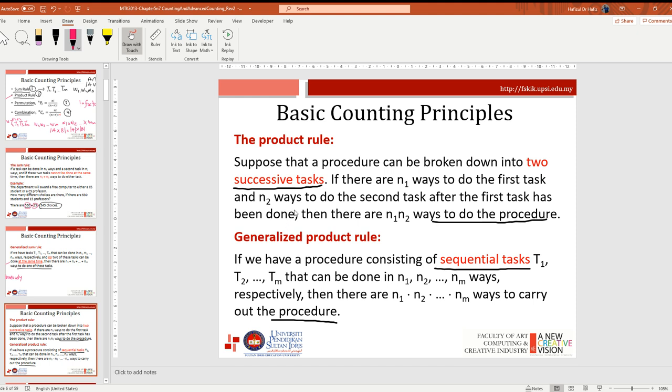Okay, and then this one is the product rule, for successive tasks. If there are n1 ways to do the first task and n2 ways to do the second task after the first task, which I explained, we have T1, T2 done after T1, and then T3 done after T2. Okay, can you follow? If you have a procedure consisting of sequential tasks, this one must be sequential, because T3 is done after T2, which is done after T1.